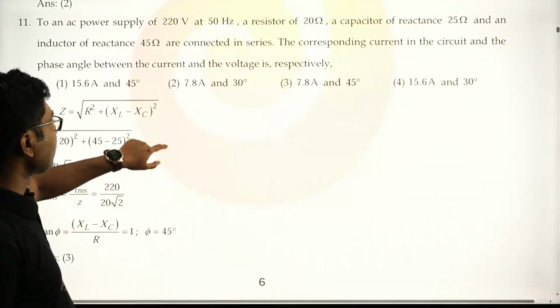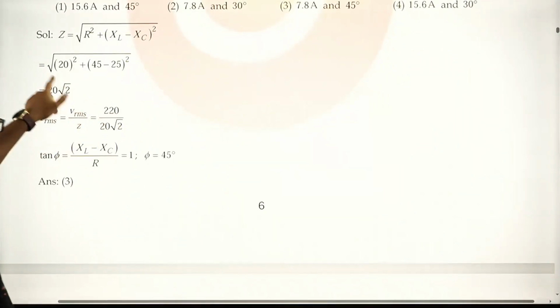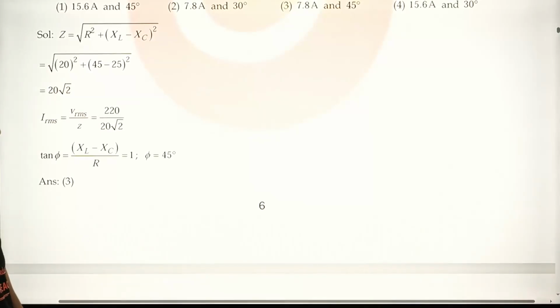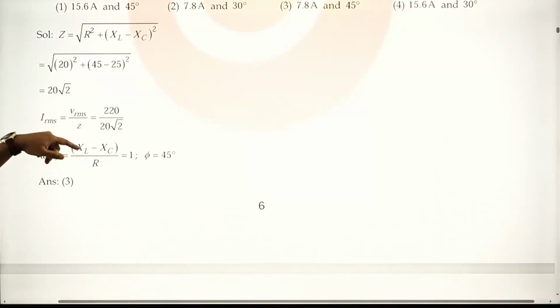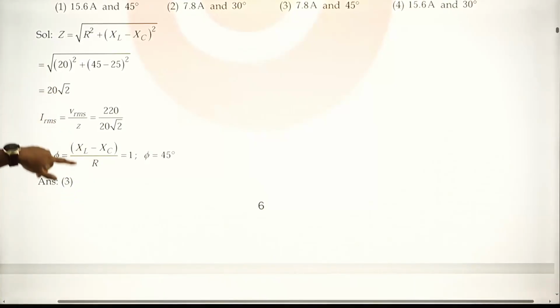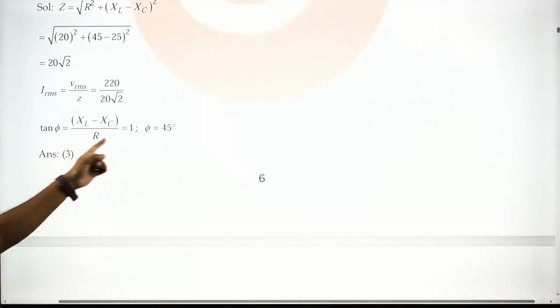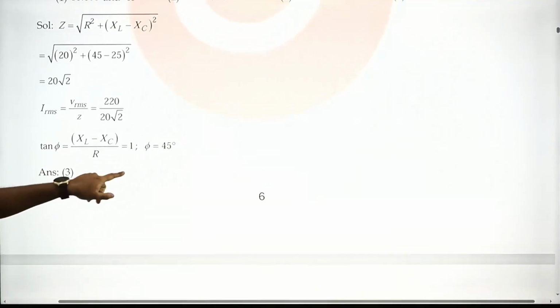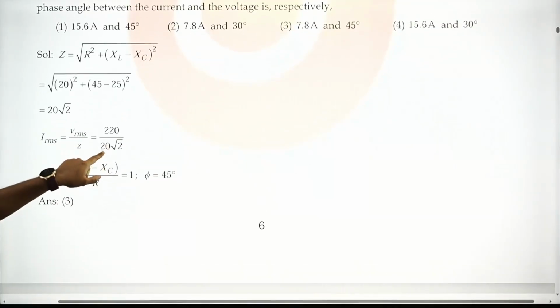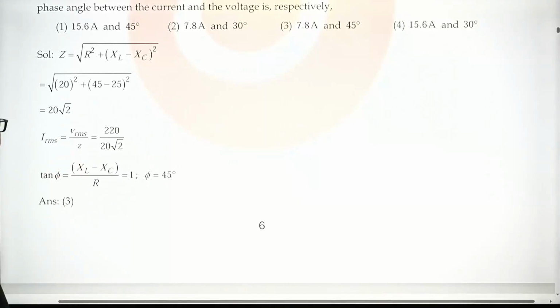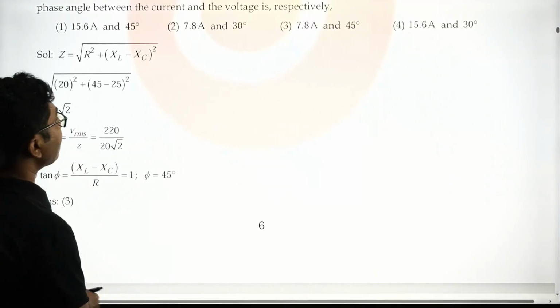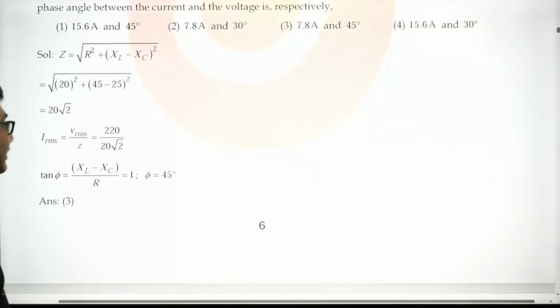First of all, you have to calculate the impedance of the circuit. Impedance is the square root of R square plus (XL minus XC) whole square, which will give you 20 root 2. Now what is the current? Current is 220 divided by 20 root 2, and the phase angle is tan inverse of (XL minus XC) by R, which equals 1, since the difference is 20 and R is 20. So the phase angle is 45 degrees, and the current is 220 by 20 root 2, which is 11 by root 2, that is 7.8, and the angle is 45 degrees.